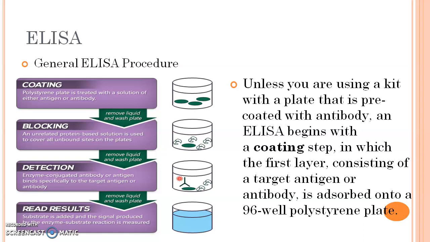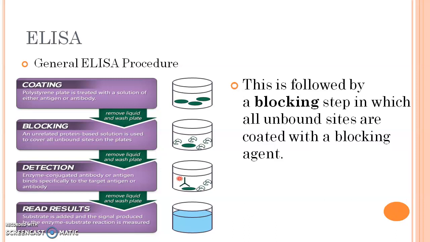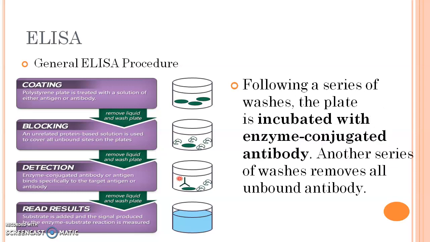The general ELISA procedure. You can see it will follow through the 4 different steps, that is coating, blocking, detection, and read results. The very first step, that is the coating. Unless you are using a kit with a plate that is pre-coated with antibody, an ELISA begins with a coating step in which the first layer consisting of a target antigen or antibody is absorbed onto a 96-well plate of polystyrene. This is followed by blocking step in which all unbound sites are coated with a blocking agent.